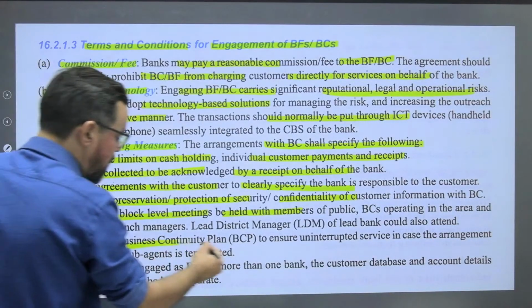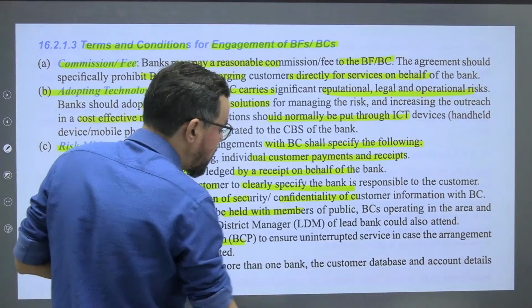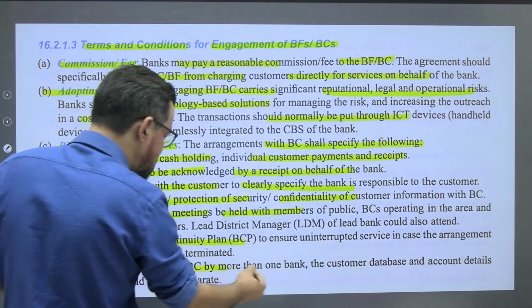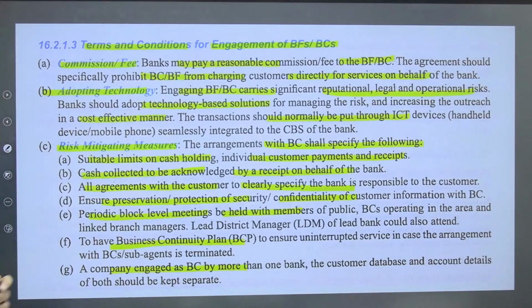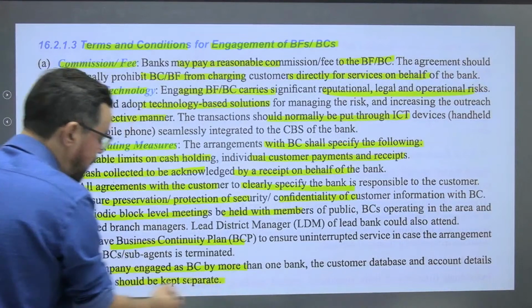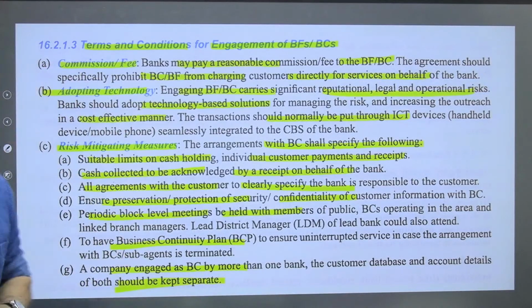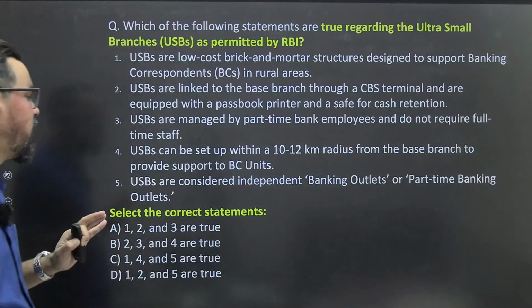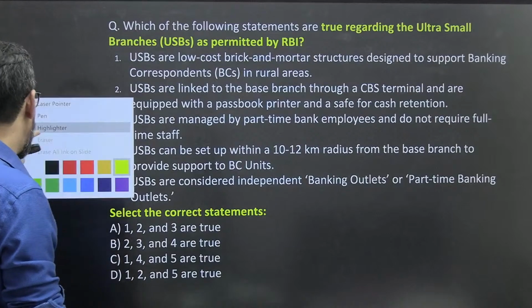To have a business continuity plan, to ensure uninterrupted services in case the arrangement with BC subagents is terminated. If a company is engaged as BC by more than one bank, the customer database and the account details of both should be kept separate. ठीक है, तो एक दूसरे का डेटा ब्रीच ना हो या डेटा की चोरी आपका ना हो. So that is the one. ठीक है, so very important statement, guys. Please try to remember this.